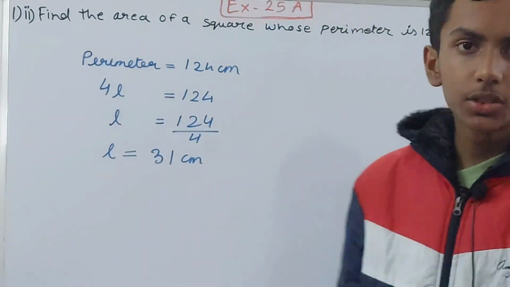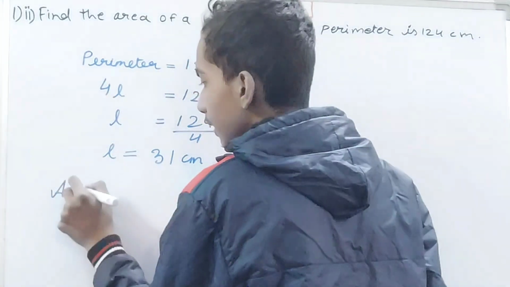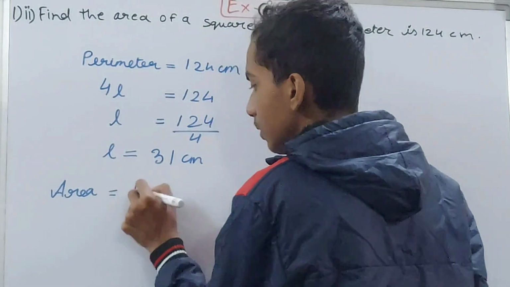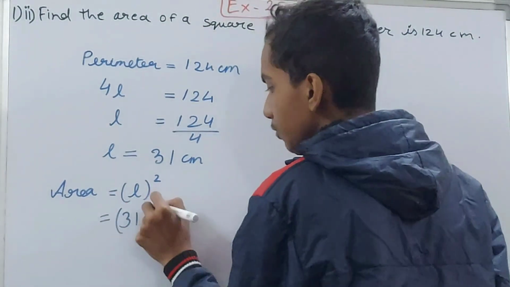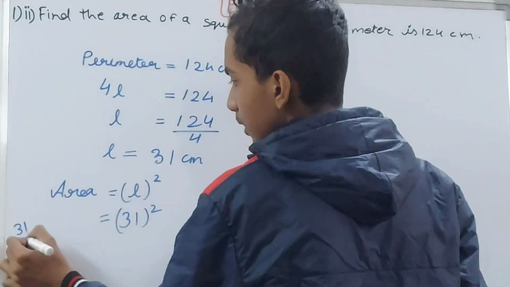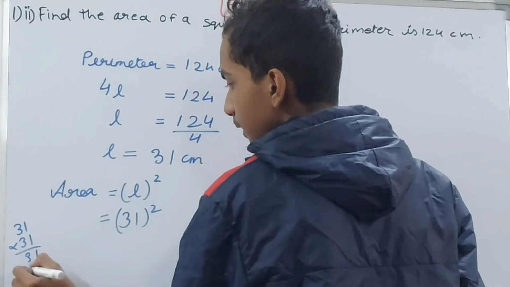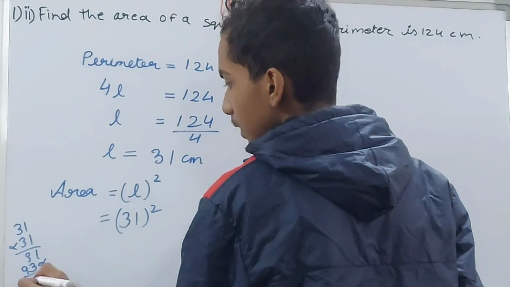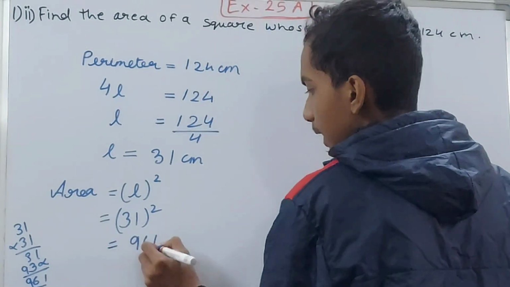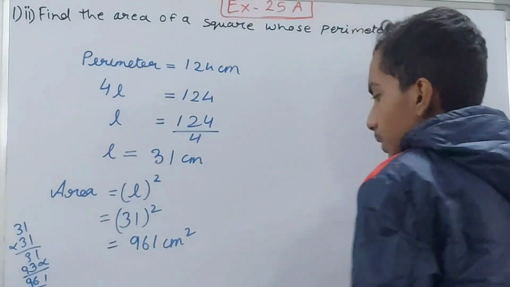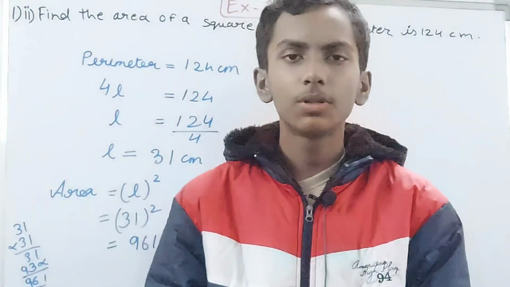Each side of the square is 31 centimeters, and we need to find the area. Area is equal to L square. So 31 squared, how much will that be? Let's see. This will be 31, this will be 93. So we have 961. That is the square and the area of this is 961 square centimeters. Now let's move on to the next part.